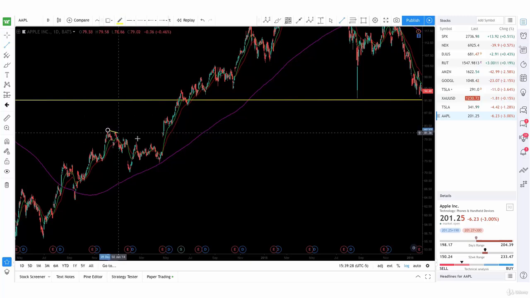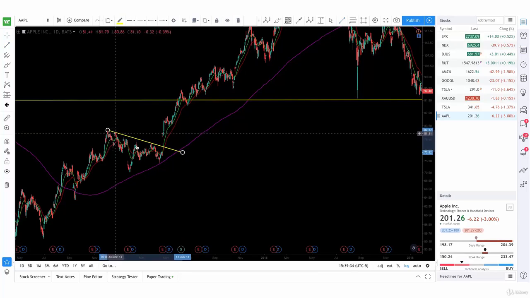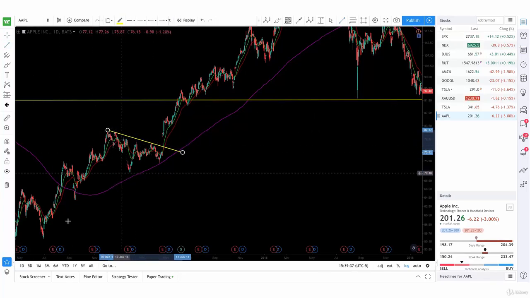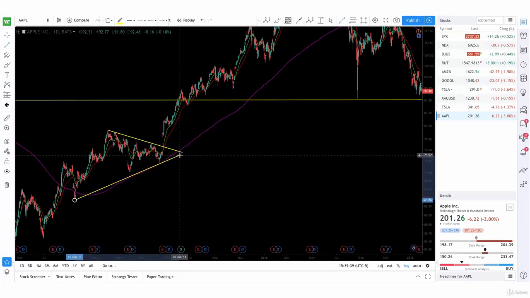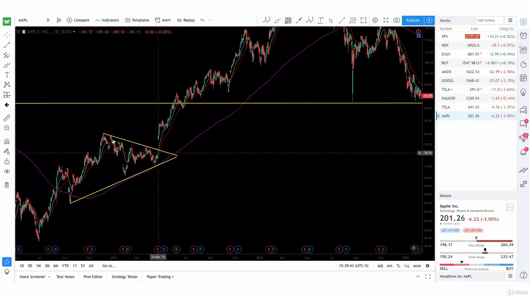Let's grab this top and this other top. I'm going to draw a straight line. See how I hit it 3 times right here? 1, 2, 3. I'm going to draw this one on the bottom and the other bottom. So there's 2 bottoms, and we have a symmetrical triangle here.